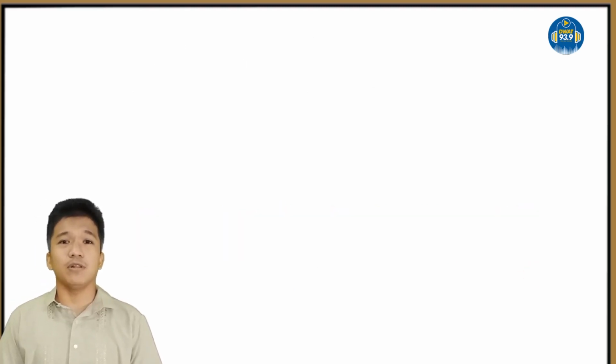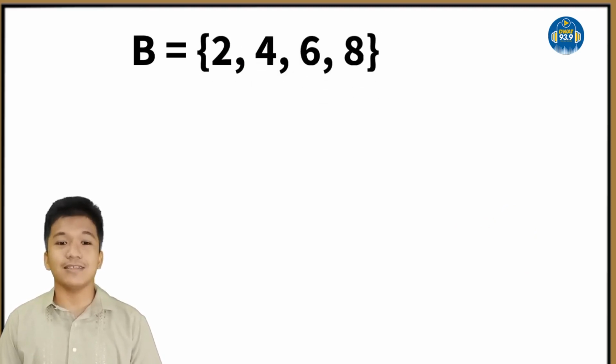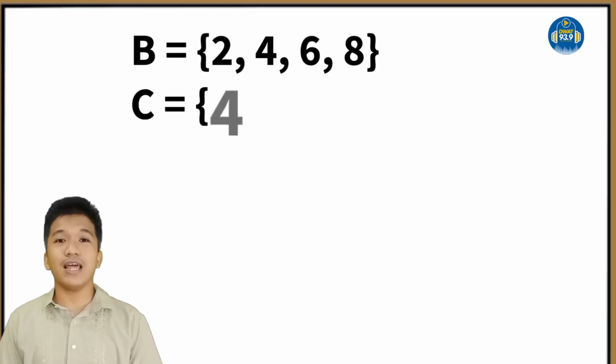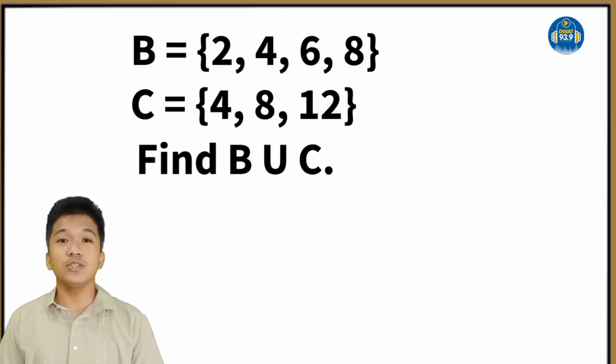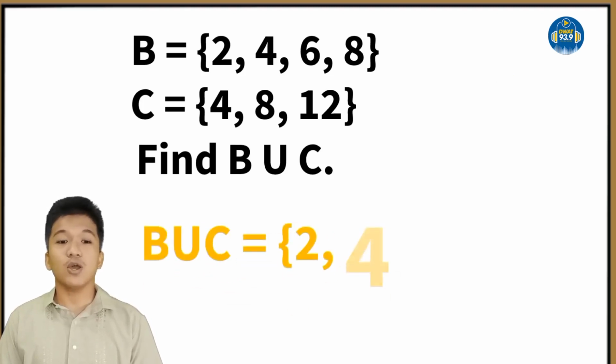What about this example? Set B with the elements 2, 4, 6, 8. And set C with the elements 4, 8, 12. Find B union C. If you notice, there are common elements from both sets, which are 4 and 8. If we put its elements, we write it once. Then we can write it as B union C with the elements 2, 4, 6, 8, 12.